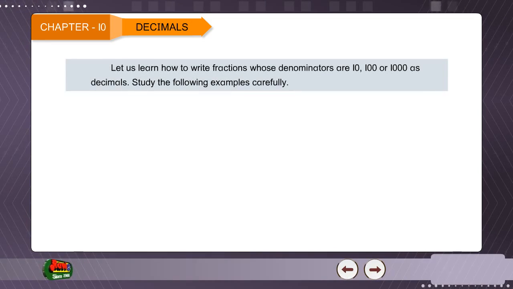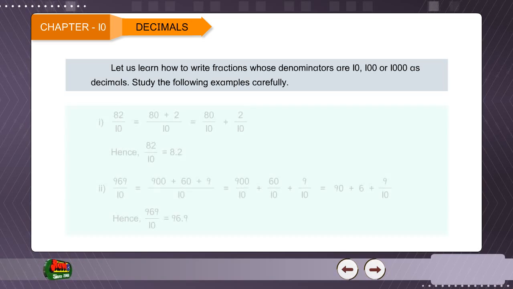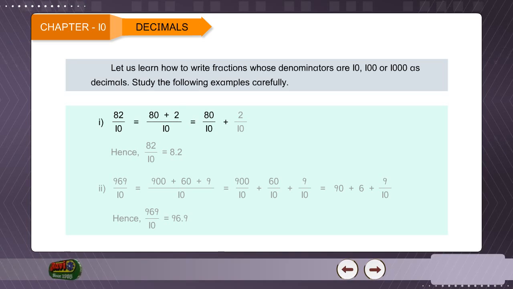Let us learn how to write fractions whose denominators are 10, 100 or 1000 as decimals. Study the following examples carefully. 1. 82 by 10 is equal to 80 plus 2 by 10 is equal to 80 by 10 plus 2 by 10. Hence, 82 by 10 is equal to 8.2.